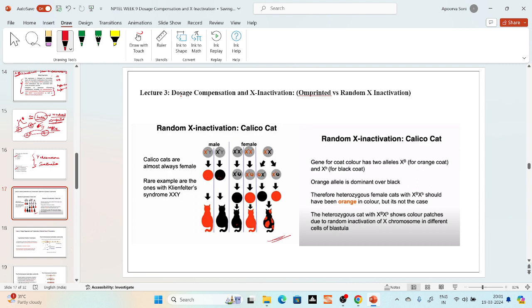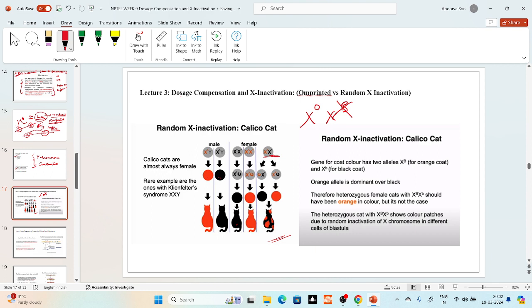But what will happen if one of the chromosomes is coding for the orange color and the other is coding for black color? Now typically orange is dominant over black, but here inactivation happens, and this inactivation is random. So what does it mean? In some cells, this black color would be inactivated, so orange color would come. In other cells, this orange color would be inactivated, so black will come. So ultimately, the cat will have both black and orange patches, because there is one X which codes for orange and one X which codes for black. If the inactivation was not random, then what would happen? Suppose black is inactivated, then all the cells have the orange X, so it would be completely orange.